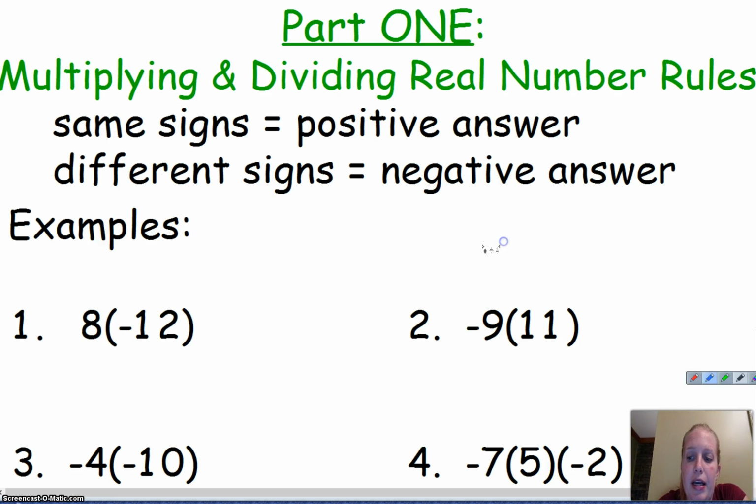All right, number 1. 8 times negative 12, those are two different signs, so I know my answer is going to be negative. 8 times 12 is 96. I was doing in my head 8 times 2 is 16, carry the 1. 8 times 1 is 8, plus 1 is 9. Number 2, they're different signs, so negative answer, and I get negative 99.